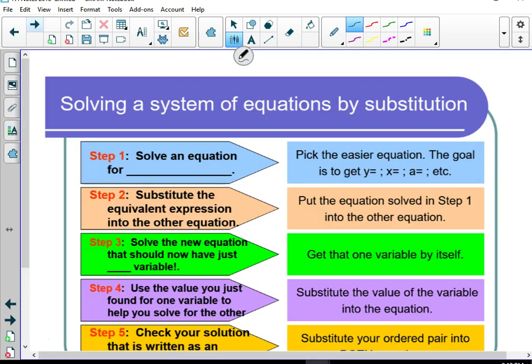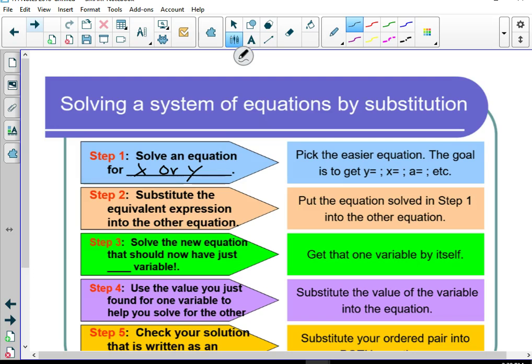So we're going to fill in some blanks here. You're going to solve one of the equations for x or y. It doesn't matter. Pick the easier equation. Okay? So you want to pick the one that's going to be the least trouble. So if you already have an x by itself or a y by itself, with no number in front of it, that's the one you're going to choose.